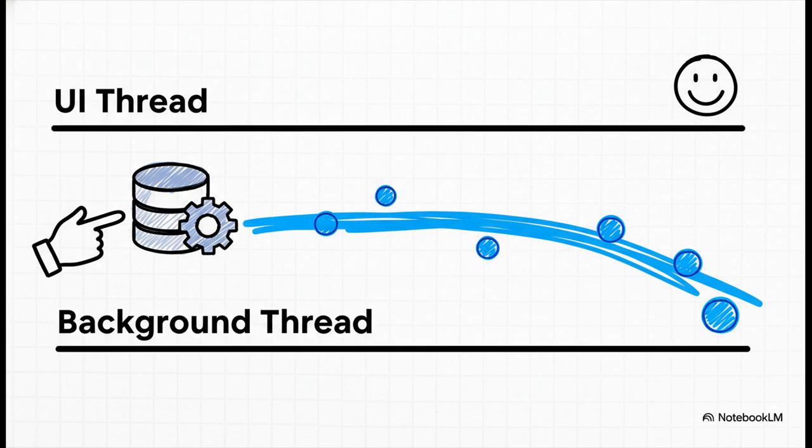And even better, it becomes reactive. That means you don't have to keep asking for new data anymore. Whenever the data in the database changes, Room pushes the new updated list to you automatically. It's an absolute game changer.